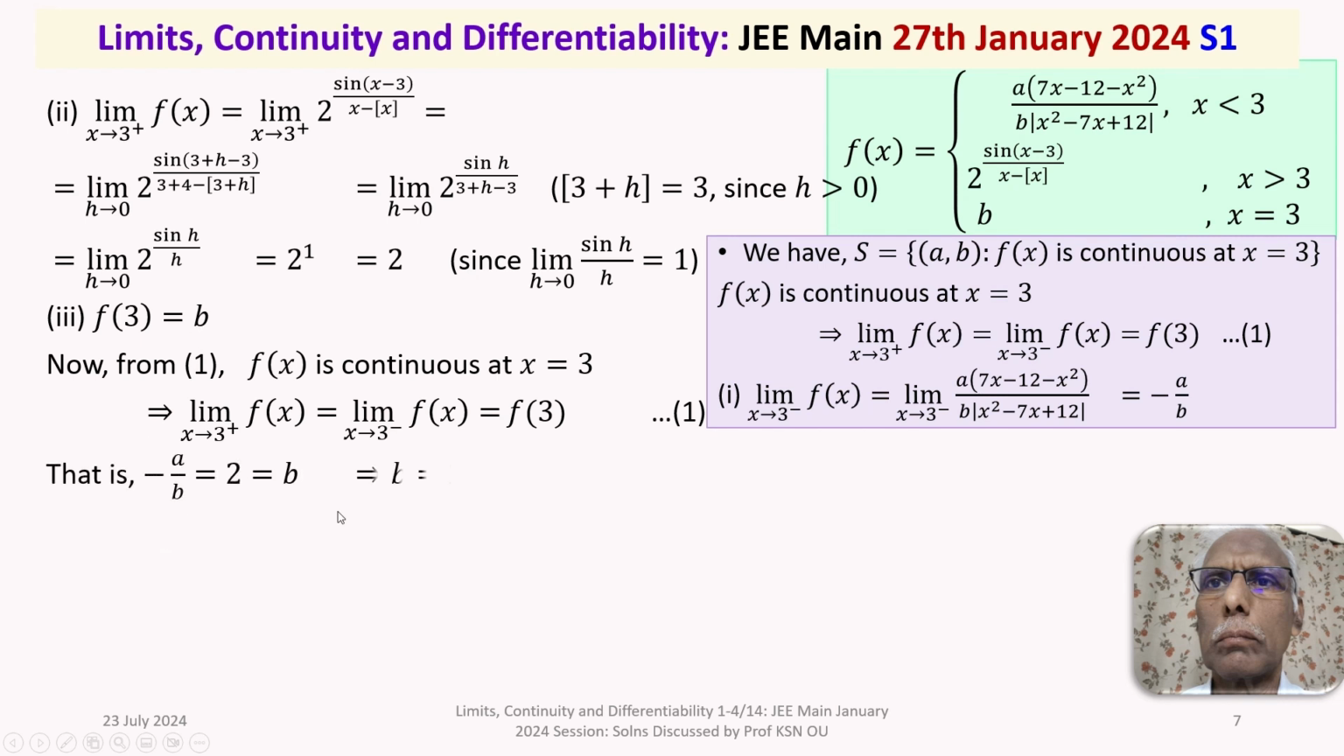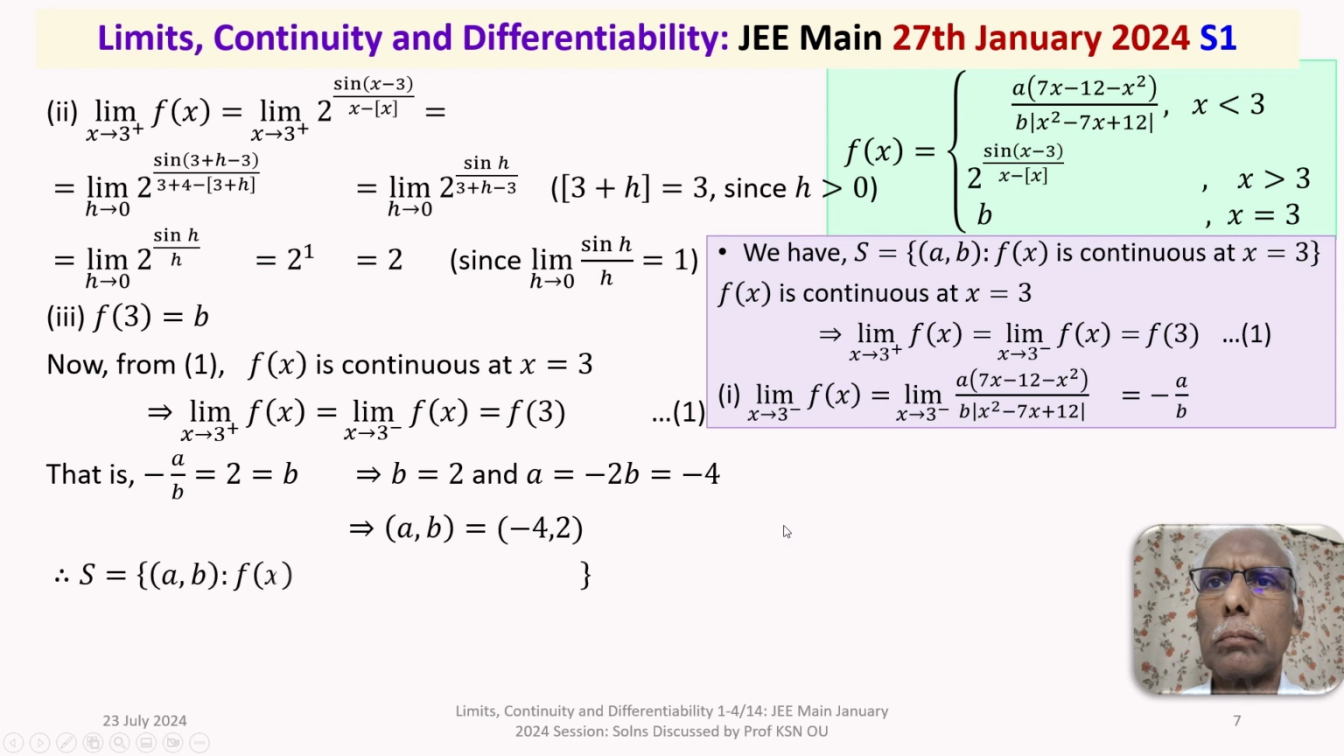So they are all equal. So b is equal to 2 and a is equal to minus 2b. And when b is 2, a is minus 2b, which will be minus 4. So there is only one ordered pair, that is a is minus 4, b is 2. So a comma b is minus 4 comma 2. Only one ordered pair has come where f of x is continuous at x is equal to 3.